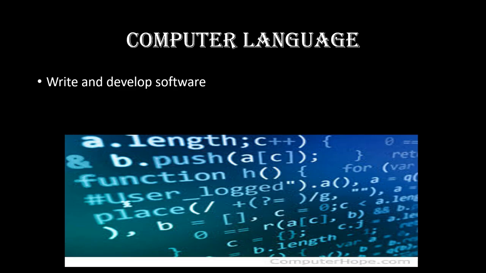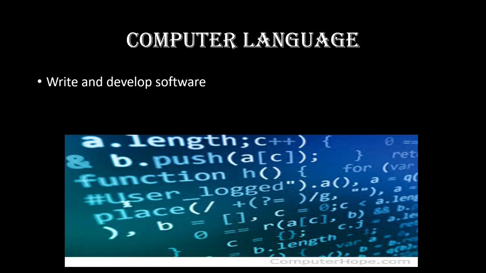The last lesson is computer language. This is used to write and develop software. This language is the main thing to develop the software or program. Why? Because the computer does not understand our language. I already said, right? The computer couldn't understand our language. Because of that we are creating computer languages.